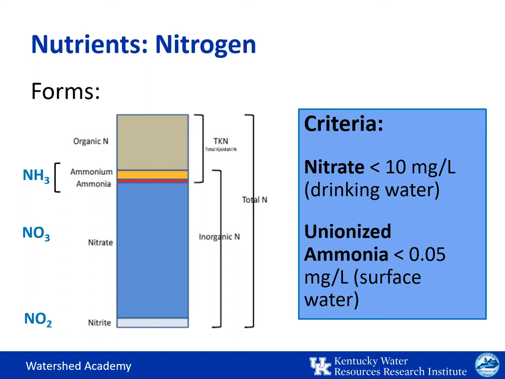The U.S. EPA has set a safe drinking water standard, or a maximum contaminant level, for nitrate at 10 milligrams per liter of water. If water contains nitrate at concentrations higher than that, it's considered unsafe for human consumption. Kentucky surface water standards also limit the amount of unionized ammonia, NH3, to 0.05 milligrams per liter in surface water systems.